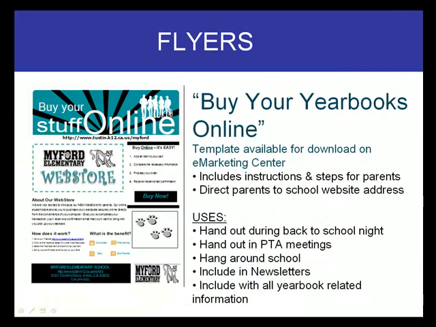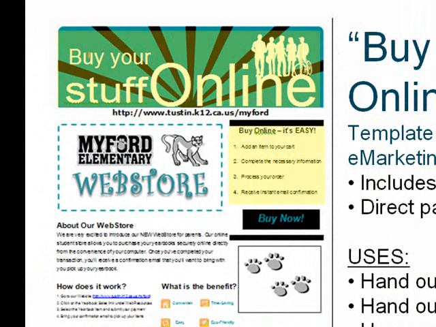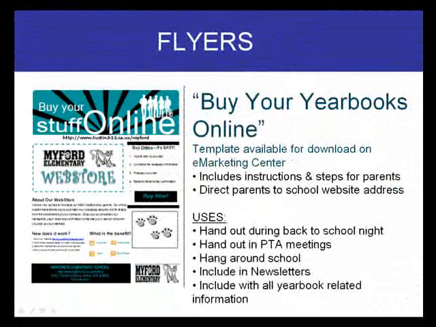One of the most popular ways that schools advertise their yearbook sales is by using posters and flyers. It's important to make sure that on any flyers or posters that you create with your yearbook sales information, they have the Buy Your Yearbook Online message along with the link to your school website. We here at Active Educate do have templated flyers on our e-marketing center that are fully customizable that we'll show you how to access in just a few slides.